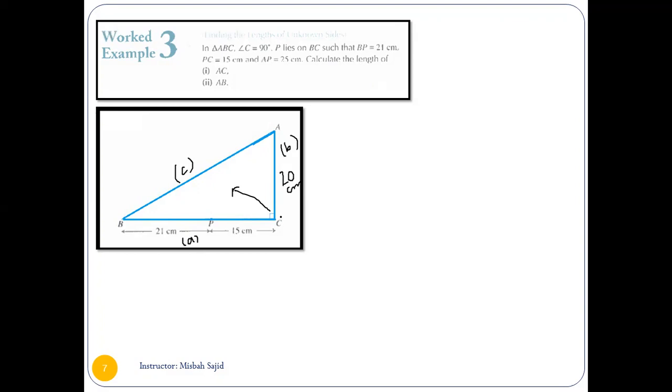We don't have the total value of BC, but we know PC, and there is a point P lying on side BC. So PC is equal to 15 centimeter and BP is equal to 21 centimeter. So we will just add 21 plus 15, which is equal to 36 centimeters. So side BC, that is the base, is equal to 36 centimeter. I hope this is clear to you all as well.